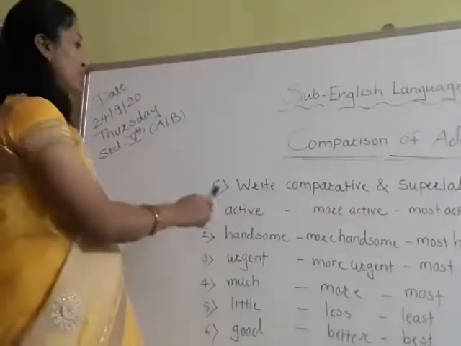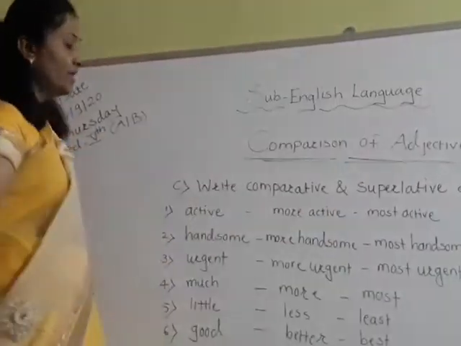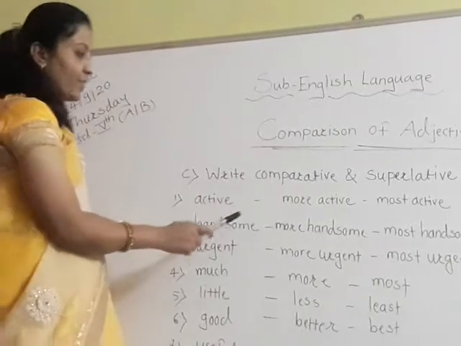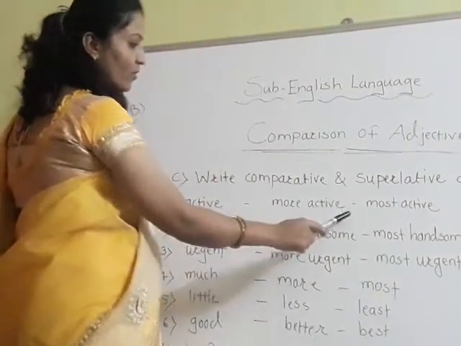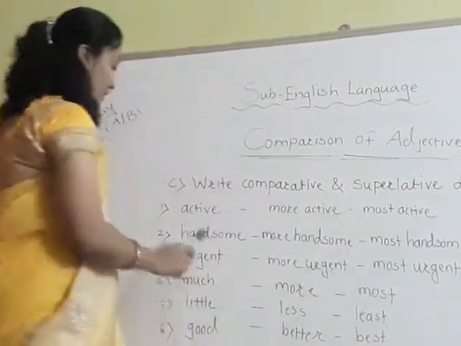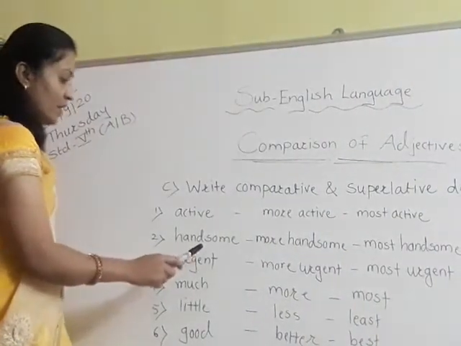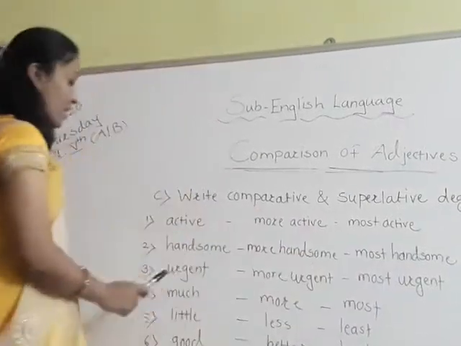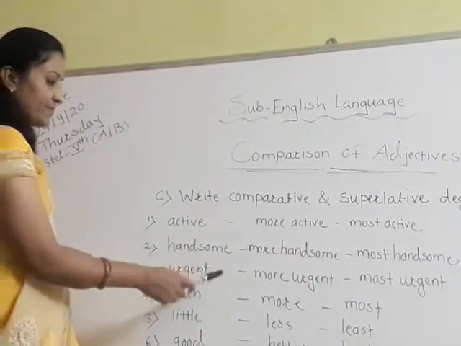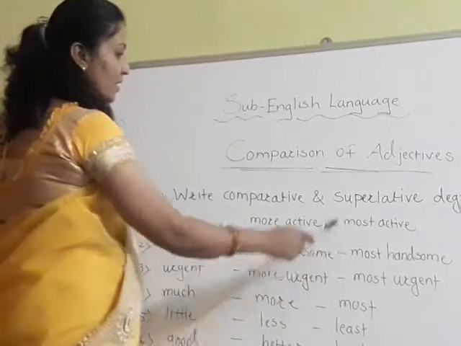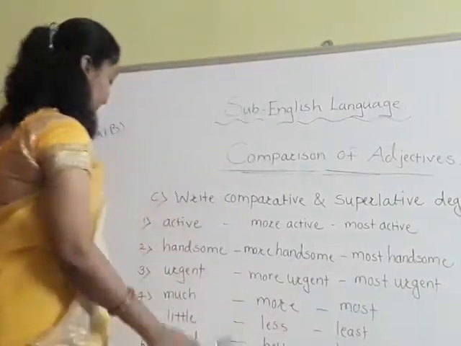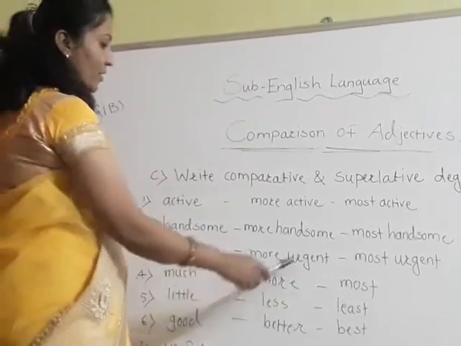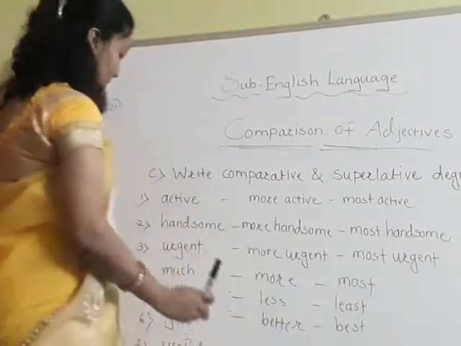Now, question number C we are going to do. Write comparative and superlative degree. Now, first word is given here, active. Comparative degree, more active, and superlative degree, most active. Second word is handsome. Comparative degree, more handsome. Superlative degree, most handsome. Then urgent. Comparative degree, more urgent. Superlative degree, most urgent. Fourth number, much. Comparative degree, more, and superlative degree, most.